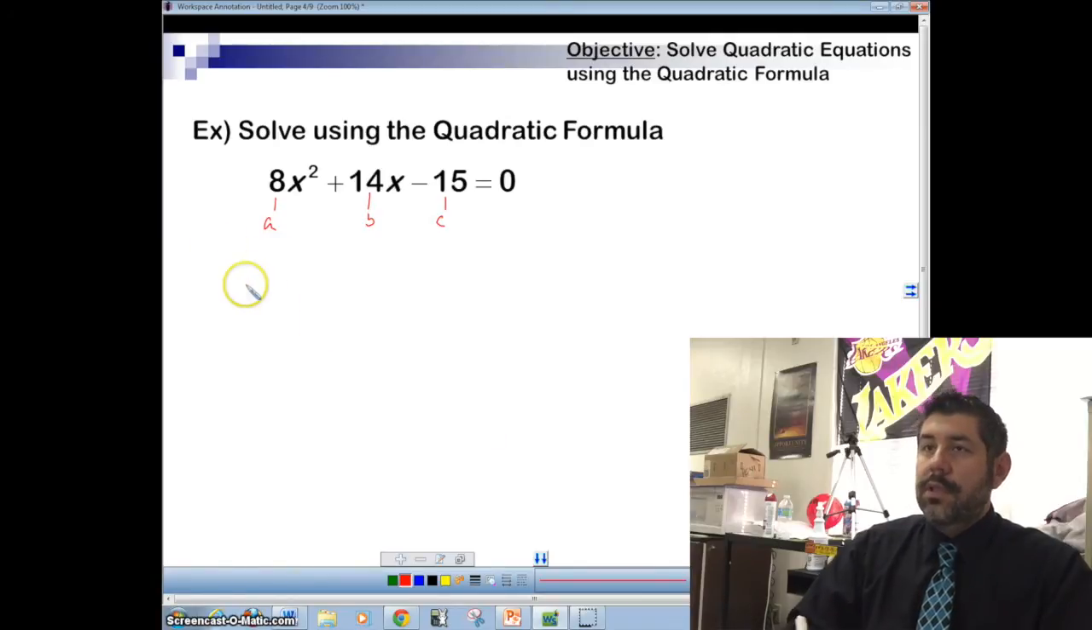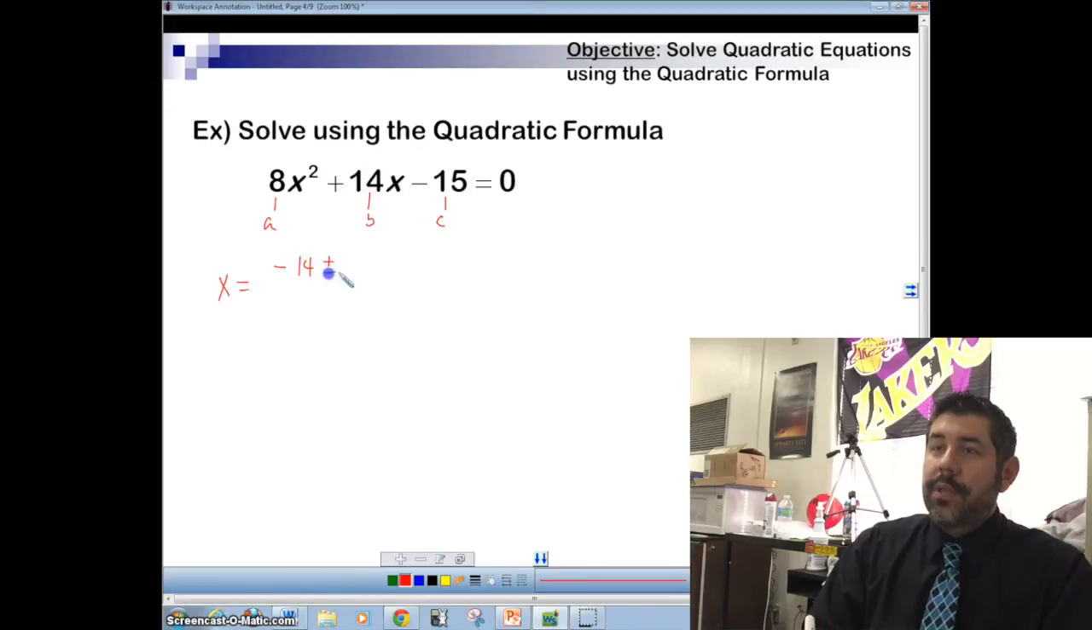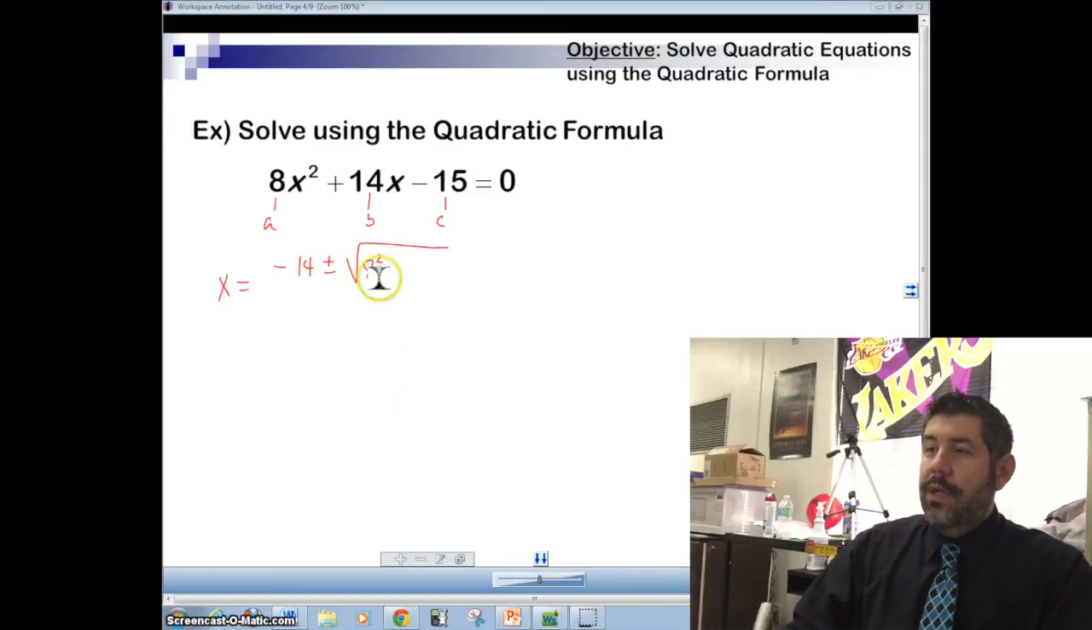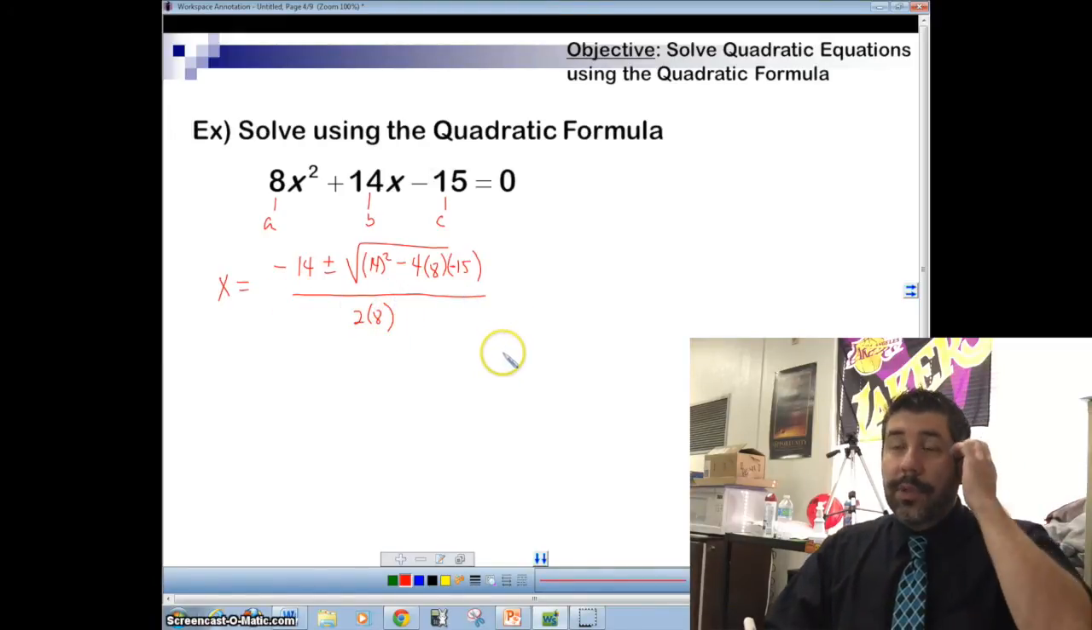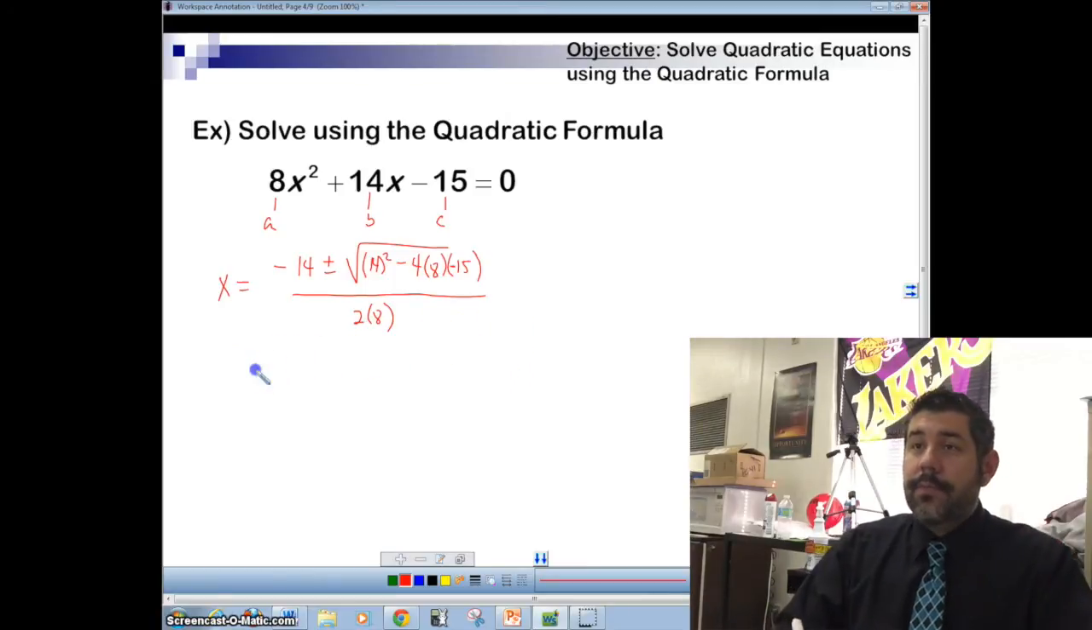So let's go ahead and put it in the quadratic formula. x equals negative b plus or minus the square root of b squared minus 4ac, that's a negative 15, all over 2a. Okay? So you plug it in and simplify.